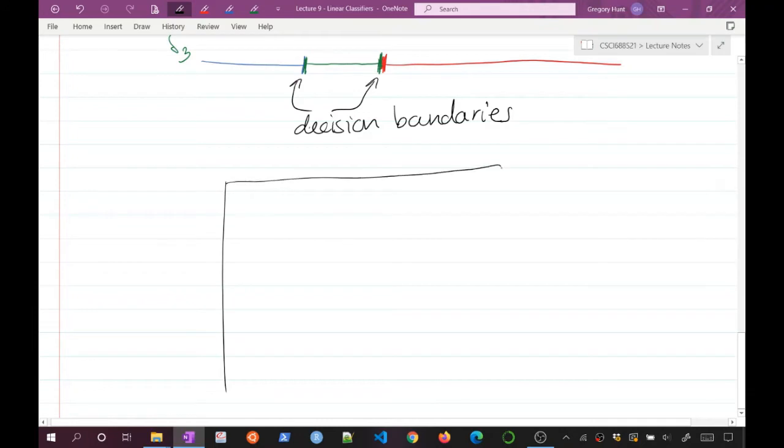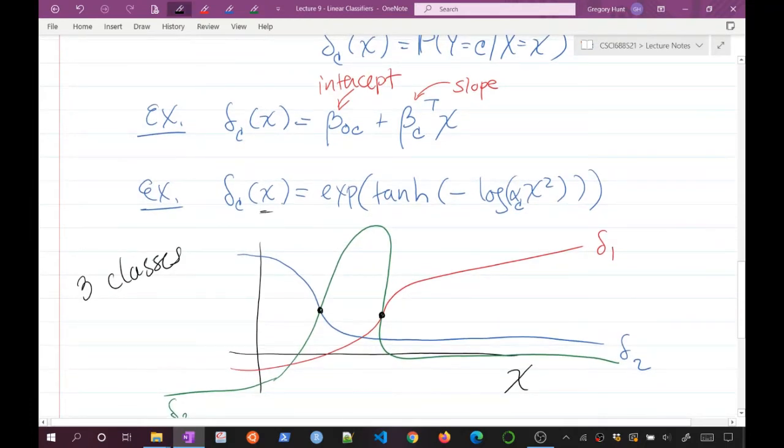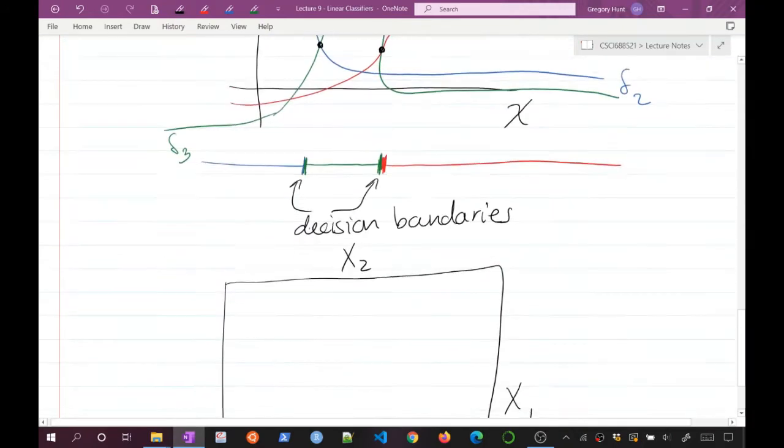You could have a two-dimensional picture where you have maybe two covariates, x1 and x2. My discriminant functions, as we said here, take in my x's. So if they're multi-feature, x1, x2, and so on, I'm going to have a surface. My delta function is going to be a surface, is what I'm trying to say.